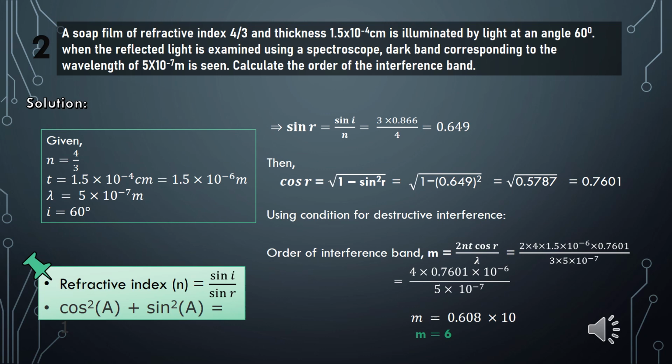Using the condition for destructive interference, order of the interference band m is equal to 2nt cos r by lambda. Substituting and simplifying, m is equal to 0.608 into 10, which is equal to 6.08, and m being an integer, m is equal to 6, the order of the interference dark band.